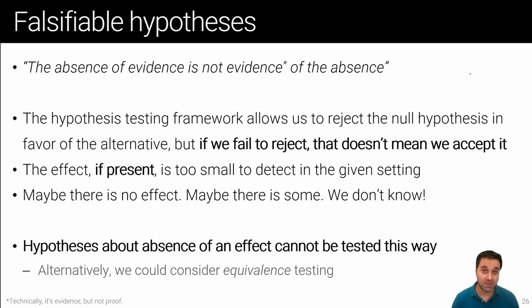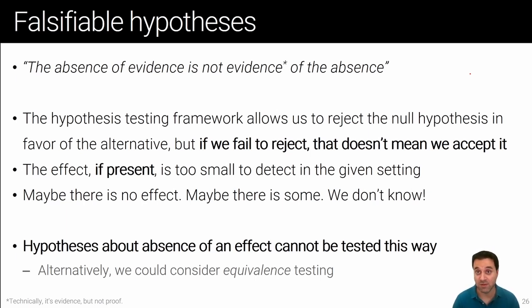And the hypothesis testing framework, what we have seen so far of the null hypothesis, the alternative, p-values, reject, do not reject, etc., allows us to reject the null hypothesis in favor of the alternative. But if we fail to reject, again, that does not mean that we accept the null hypothesis. So if we do not reject it, still we do not accept. And this is very much the same. If we do not have evidence that there is an effect, that doesn't mean that there's none. We just do not have enough evidence.